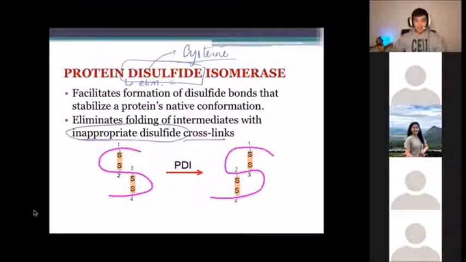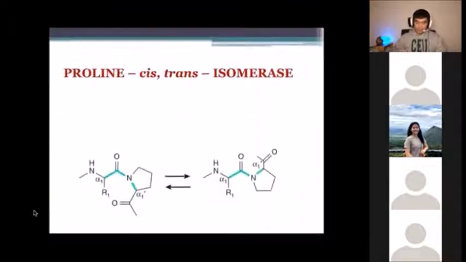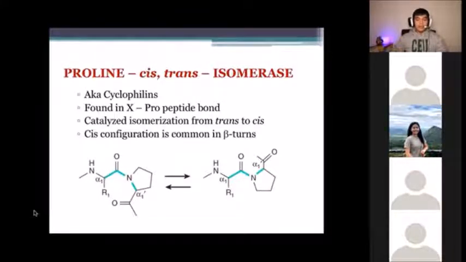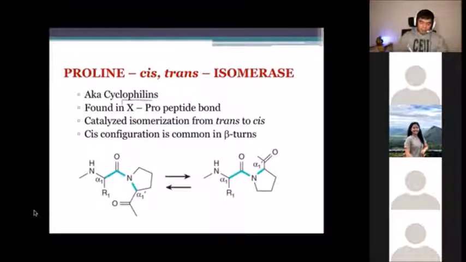Okay? Next, we also have proline cis-trans isomerases. So these enzymes are also known as cyclophilins. And these actually target the polypeptide na may X-pro peptide bond. Again, tinatarget nila ang may X and pro peptide bond.